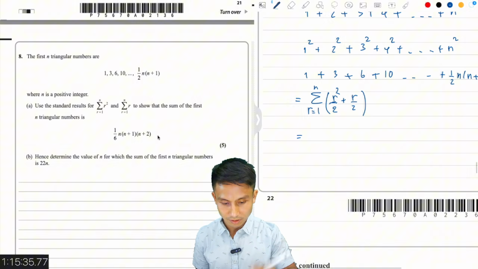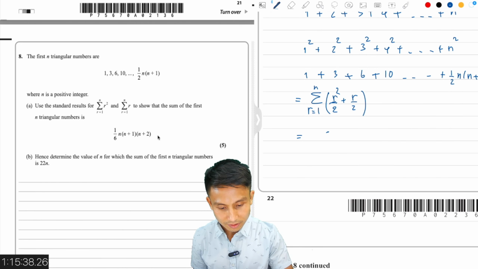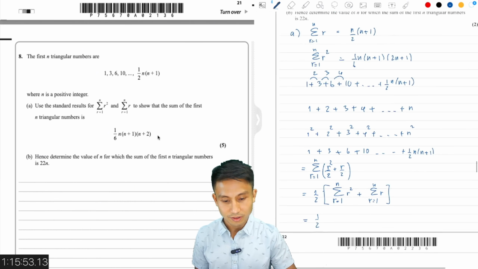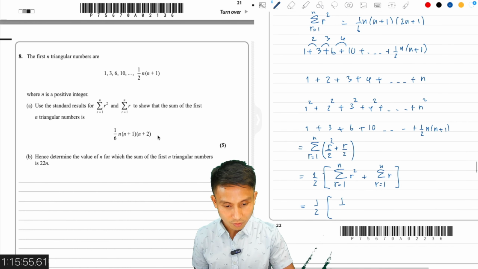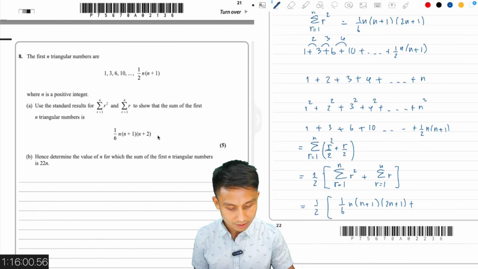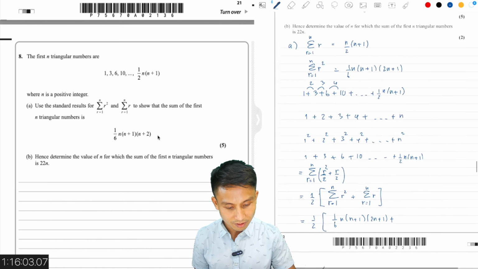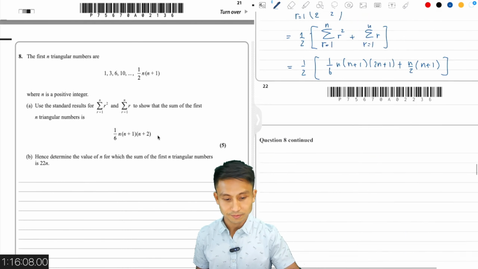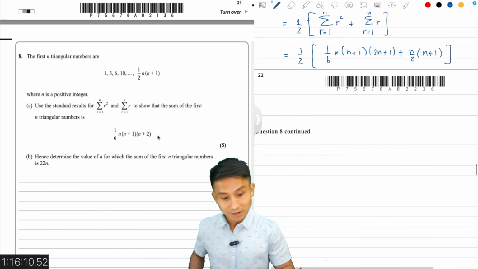So we're just going to simplify that. We have 1 over 2 outside, and then this would be expanding the summation from R1 to Rn of R squared plus the summation from R1 to Rn of R. So it's just 1 over 2. The R squared formula would be 1 over 6 n plus 1, 2n plus 1, plus the formula for the R, which is n over 2, n plus 1, in brackets. Okay, and we simplify that.